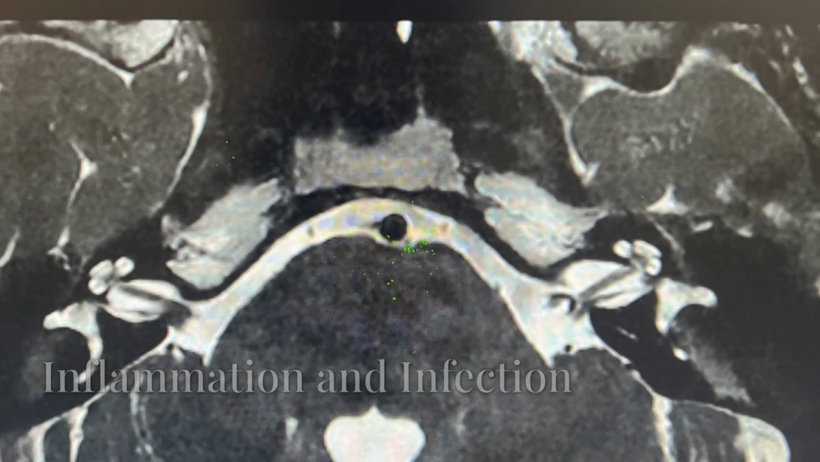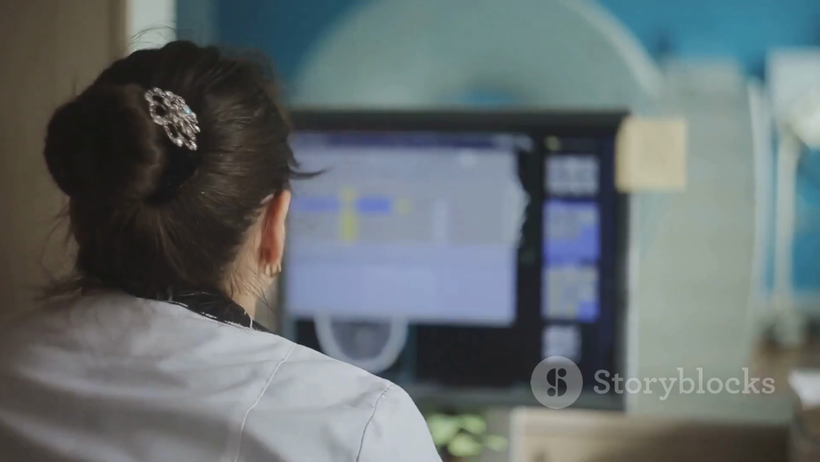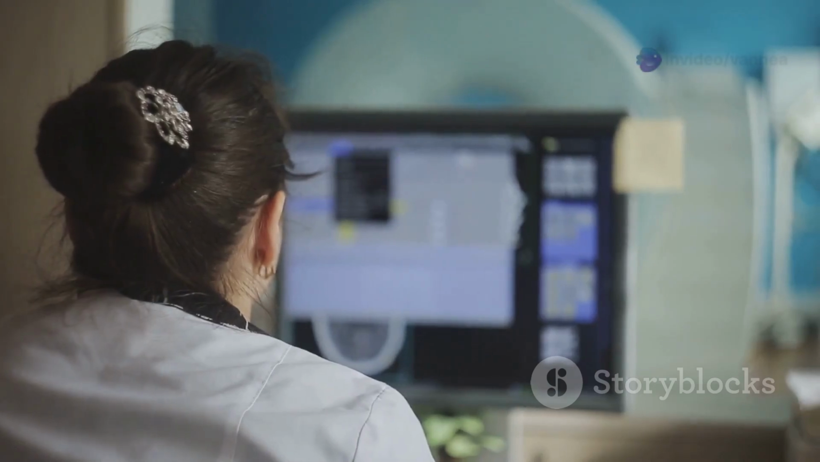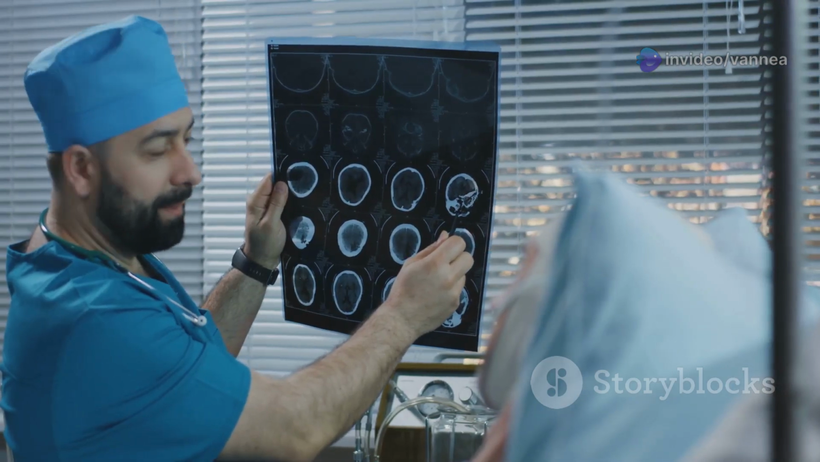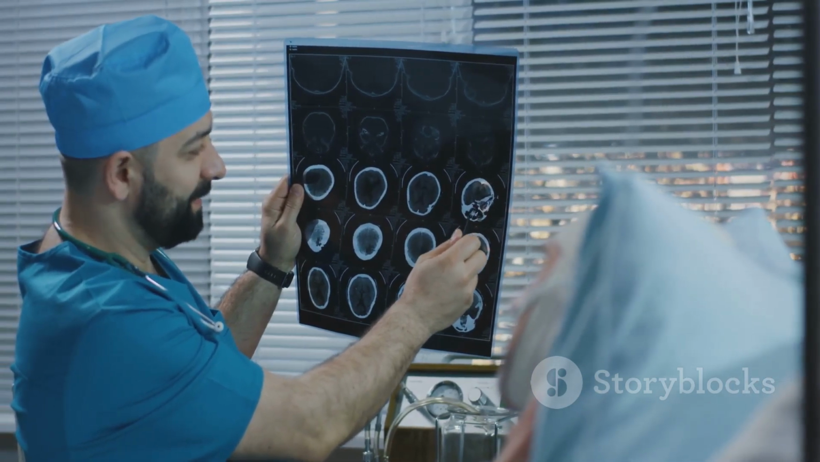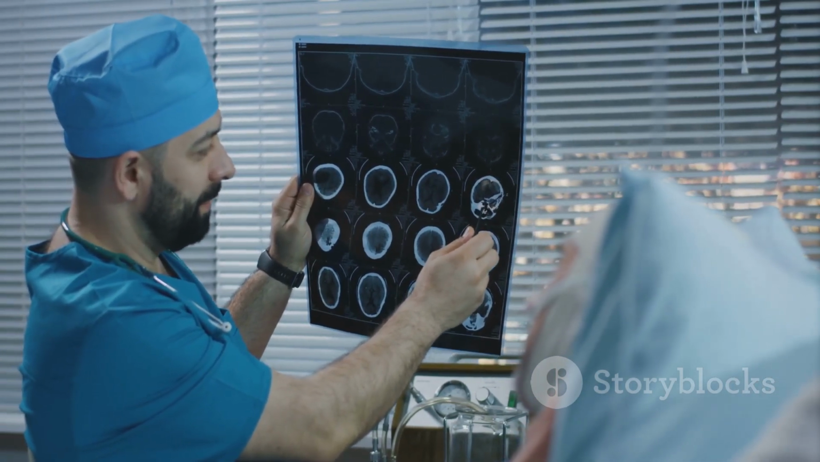Now, moving on to inflammation and infection. Optic neuritis affects cranial nerve 2. Bell's palsy is an idiopathic facial nerve inflammation, and it can be pretty sudden. Viral infections, like herpes zoster, can also play a role here. For example, Ramsay-Hunt syndrome.